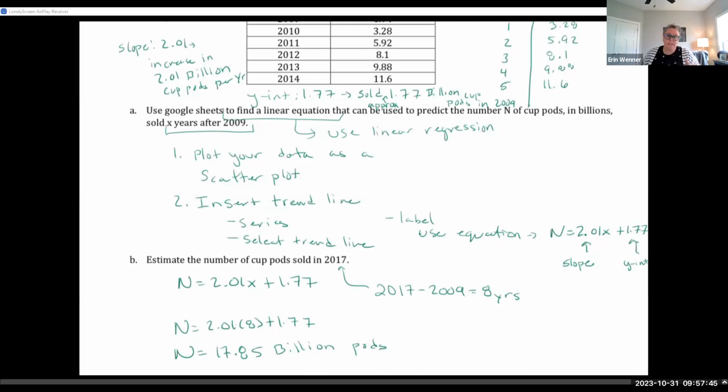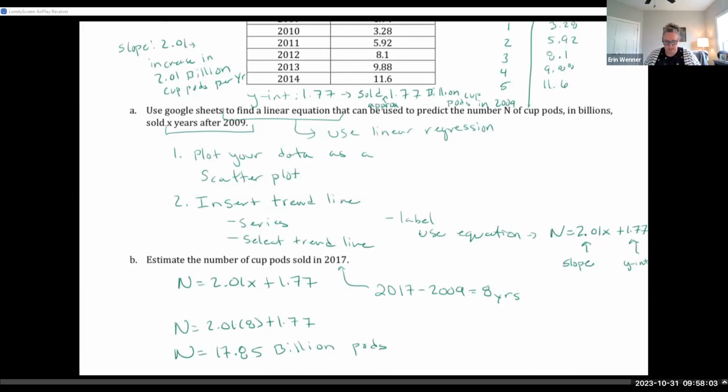So I'm not going to take the time today to go over and show you how to do linear regression in Desmos. I'm going to talk about that tomorrow. Today I want to use the remaining time to talk about 4F, which is graphing systems of equations.